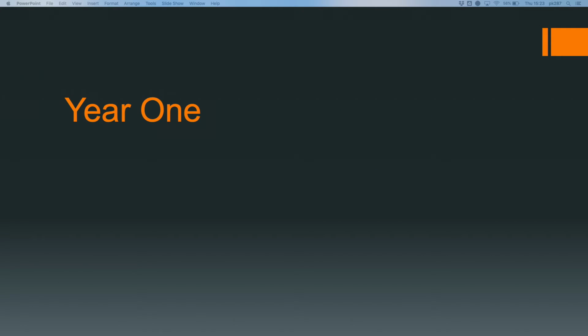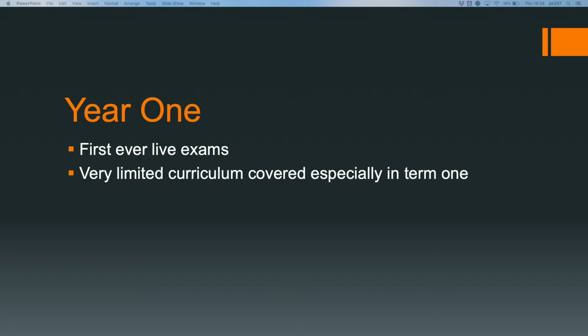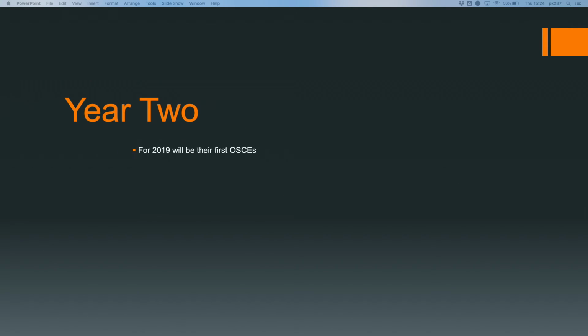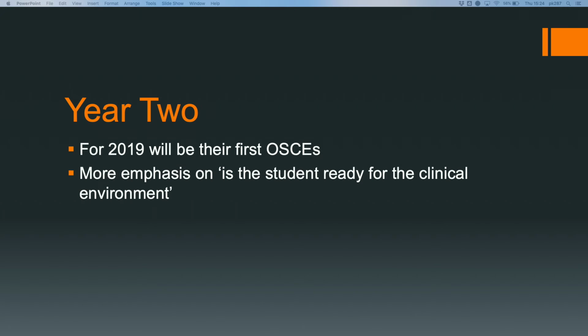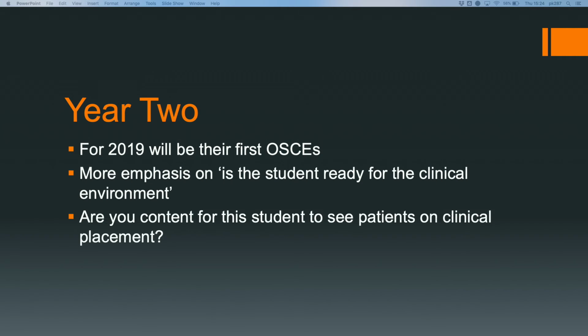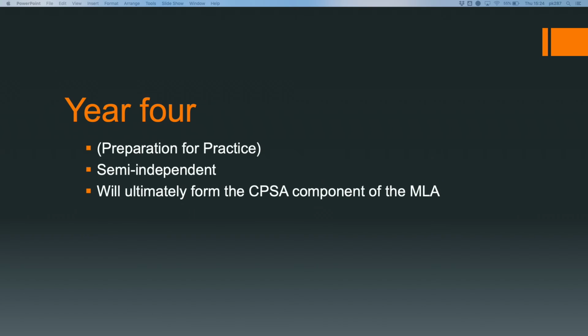Just a few year-specific tips. If it's a year 1 year, this is their first ever live exams, and they've only covered a limited part of the curriculum, and they will have a very rote approach. Year 2, in 2019, this year, this will be their first OSCEs, and they're bound to be extremely nervous. The question we're really asking is, is this student ready for the clinical environment? And are you happy that the student is going to be seeing patients at times unsupervised on clinical placement?